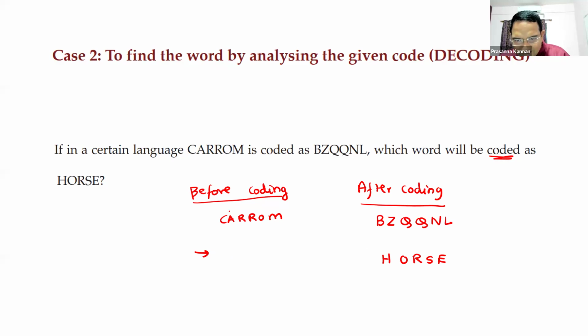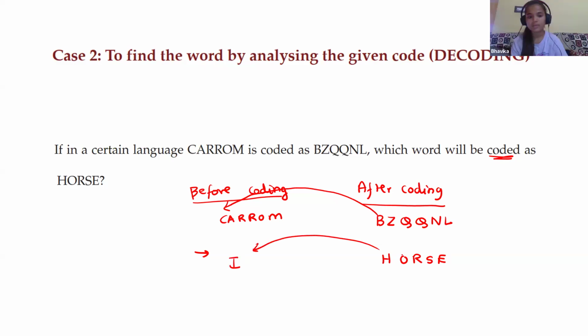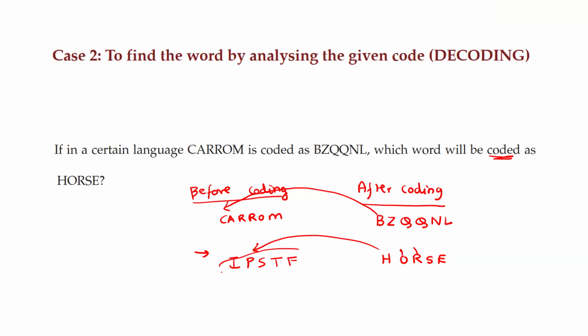See here, after coding is horse. So from here to here you have to go. So you have to increase one digit. I mean, you have to go to the next letter or previous letter. Next letter, sir. Next letter, right? So, what is the next letter of O? P. Next letter of R? S. Next letter of S? T. Next letter of E? F. So the correct word is IPSTF.